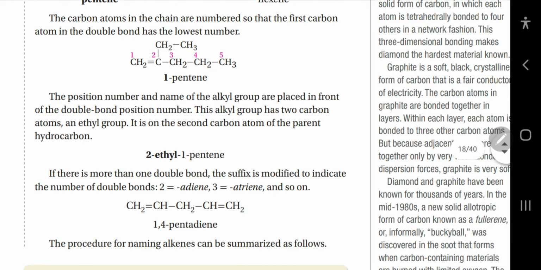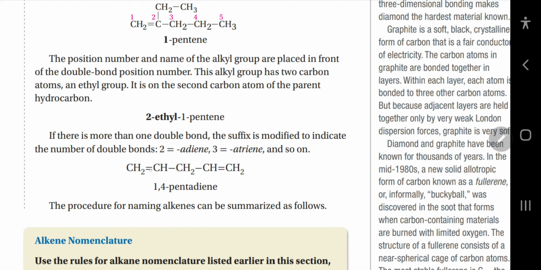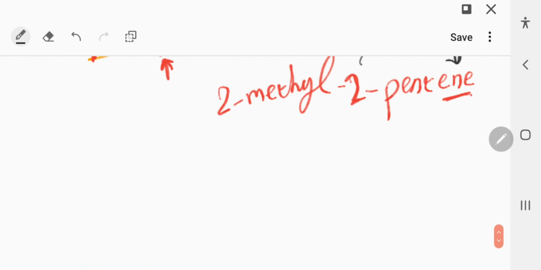And if we have 2 double bonds, as you can see here, we have a double bond here and a double bond here. 1, 2, 3, 4, 5. So we are talking about pentene, now pentene with 2 double bonds. So instead of saying pentene, we have to say pentadiene to show that we have two double bonds, or even a triene.